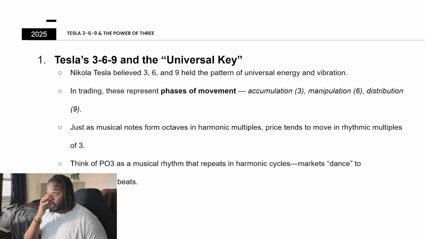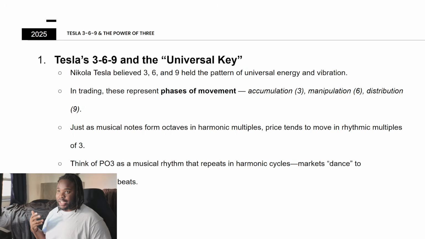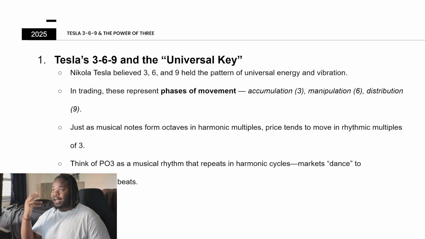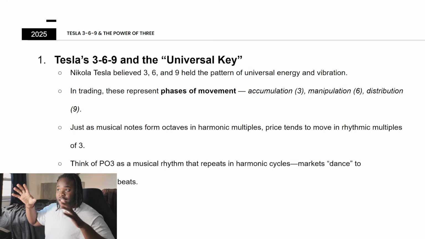Okay, it's very important to know where it comes from, so that we understand how we're going to use it: accumulation, manipulation, distribution, and why we use it. And a good analogy, a good way to think of it is, just as musical notes form octaves and harmonic multiples, price tends to move in rhythmic multiples of three. Okay, think of the PO3 as a musical rhythm that repeats in harmonic cycles. Markets dance to mathematical beats, right? So the price fluctuation moves to this 369 pattern: accumulation, manipulation, distribution cycles.